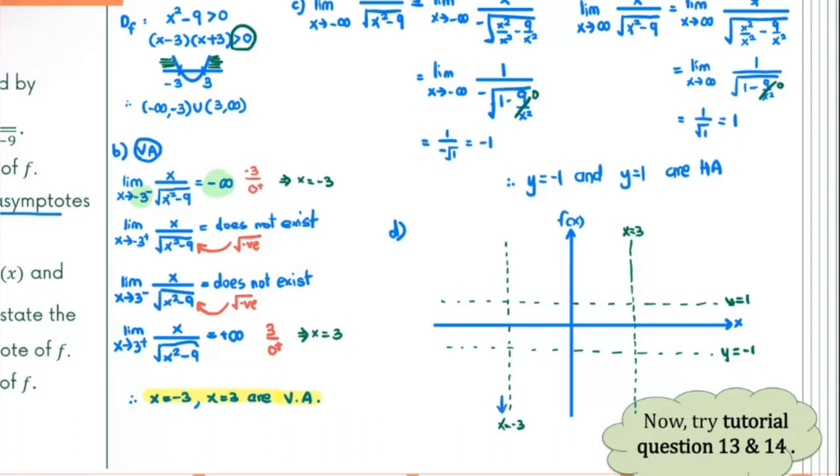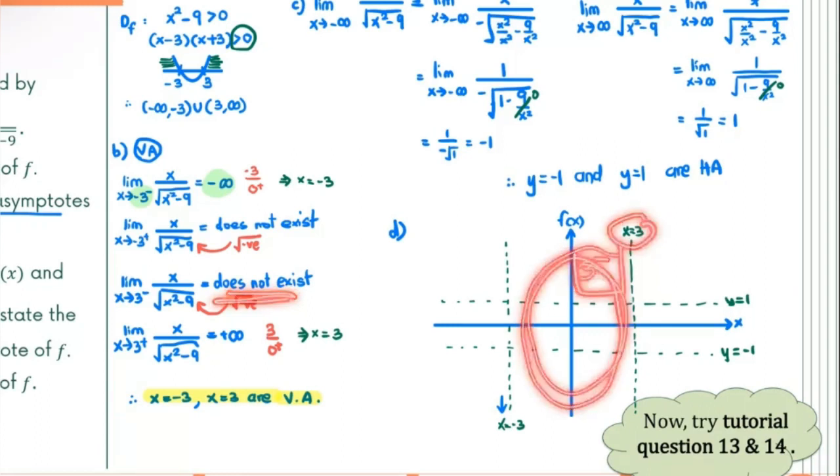Okay, kemudian negative 3 from the right does not exist. Maksudnya negative 3 daripada arah kanan ni takkan ada graph sebabnya graph kita does not exist. Okay, now kita tengok 3 from the left. 3 kiri. This one is 3 from the left. The graph still does not exist. So tengah-tengah ni tak ada.